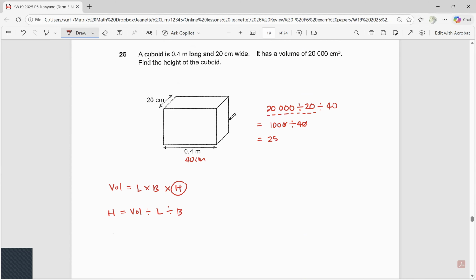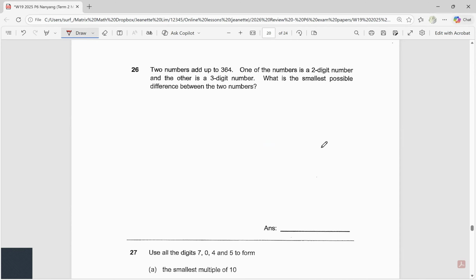Height of the cuboid, 25 cm. Okay, question 26. Two numbers add up to 364. One of the numbers is a 2-digit number. The other one is a 3-digit number. What is the smallest possible difference between the two numbers?